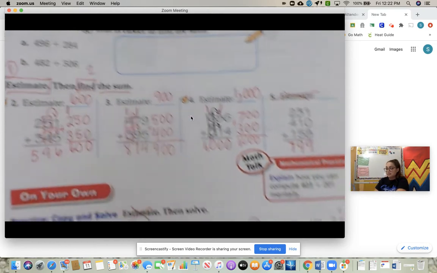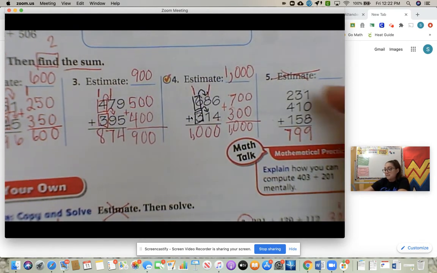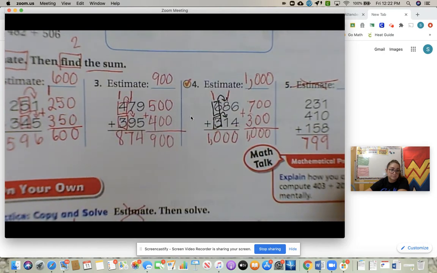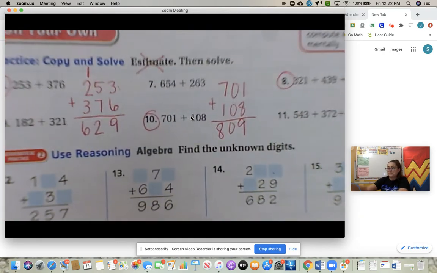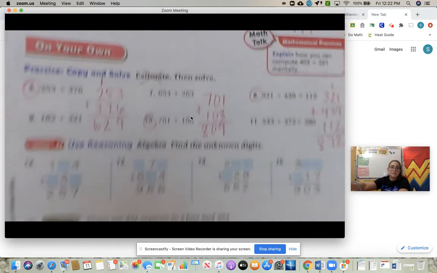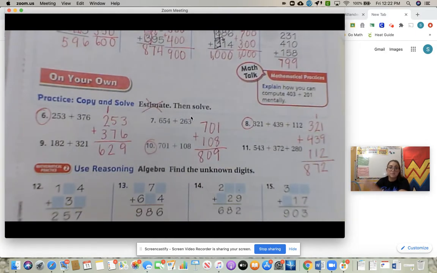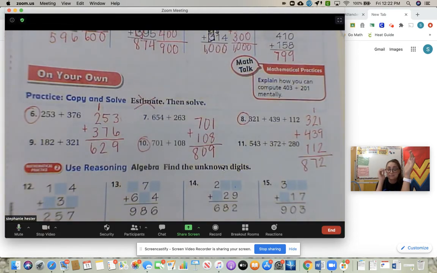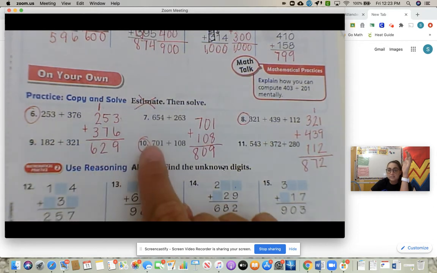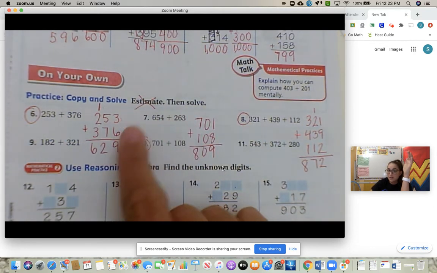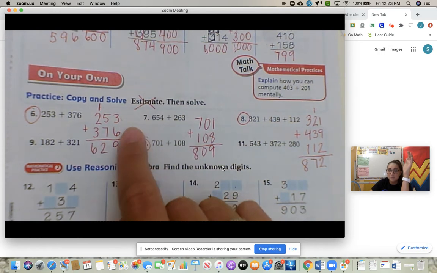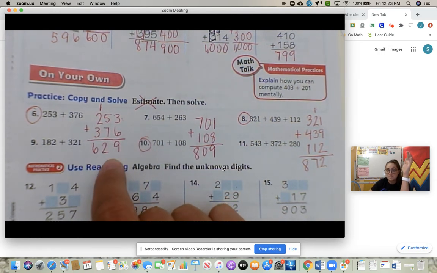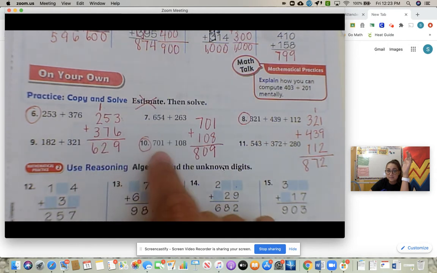Okay. I'm going to show you. I did not have them estimate these numbers. I wanted them to just practice adding. Again, the estimating was just a review, but what I want them to do is make sure they have their adding down. So only 6, 10, and 8 is what we did. And we're not estimating. I just want them to line up the ones place and the tens place and the hundreds place and add. So that's what they're doing for those 3 problems.